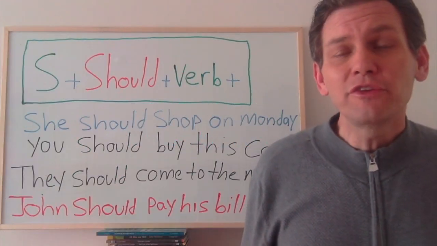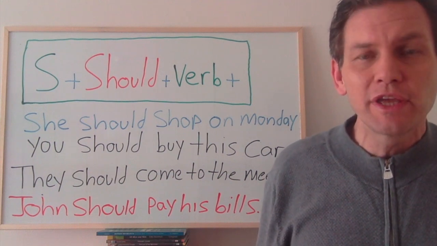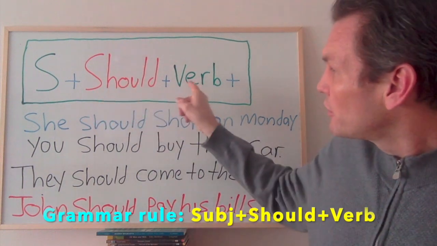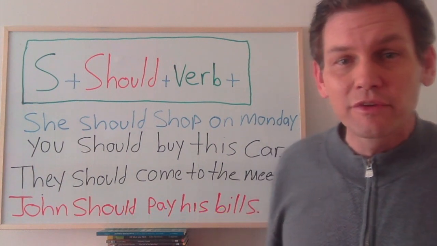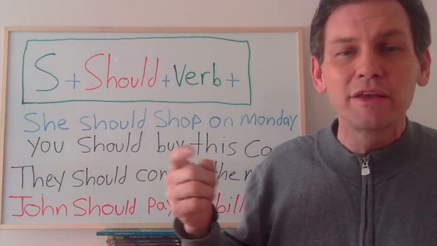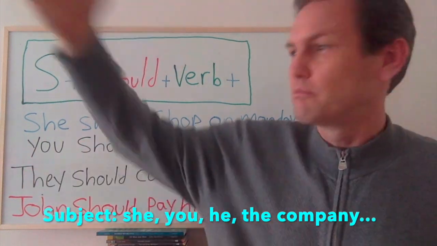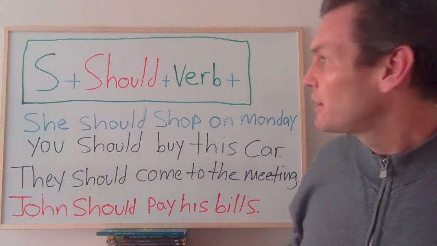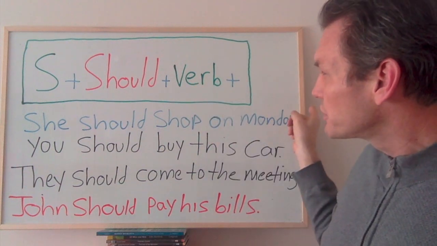Well, the first thing we need to do is look at the grammar rule or pattern for using should in a sentence. Okay? This is the grammar rule here, or the pattern you should follow using should in a sentence. So it is the subject. The subject could be I, she, he, you, John, Maria, the government, the company, plus should, plus the base verb, plus your other information.